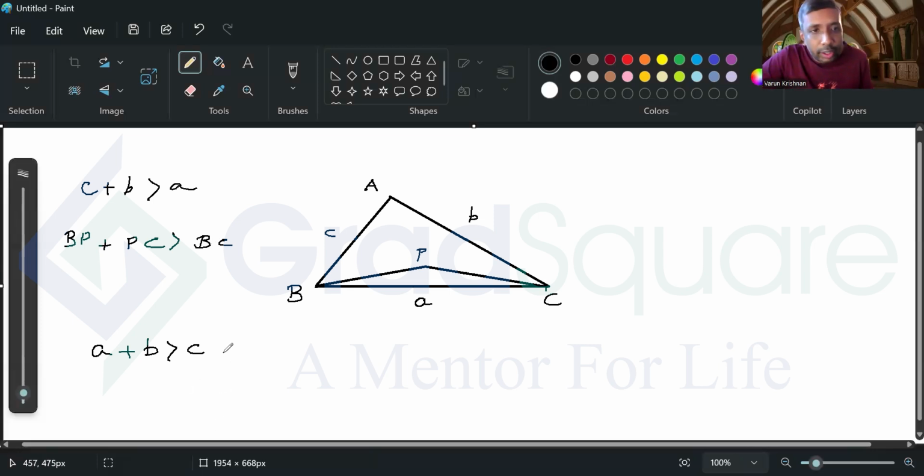One more way of writing the same property is that the difference between two sides of a triangle will always be less than the third side. So any two sides you can take, and if you take the absolute difference between them, then it will be lesser than the third side. And that just comes from manipulation of this inequality-based relation.